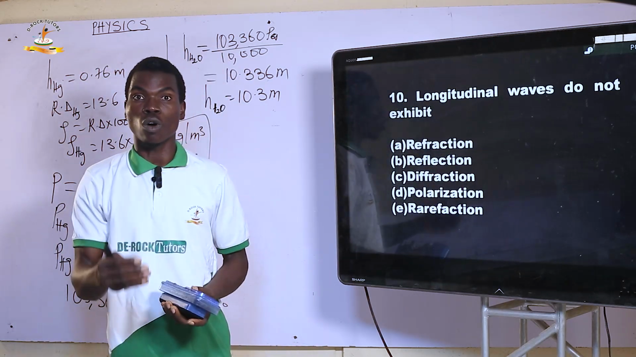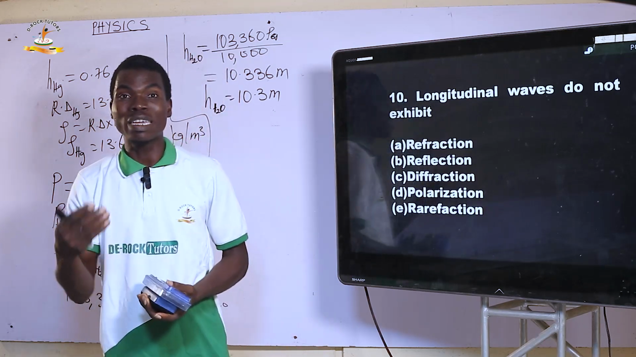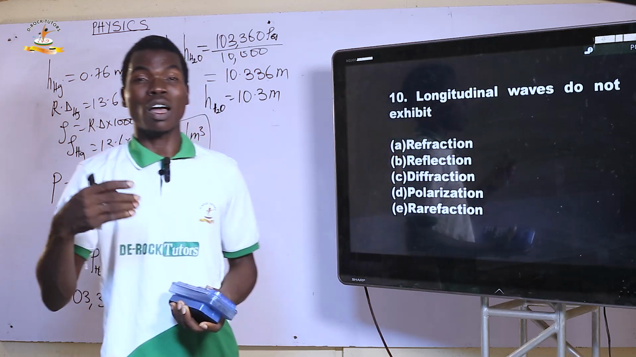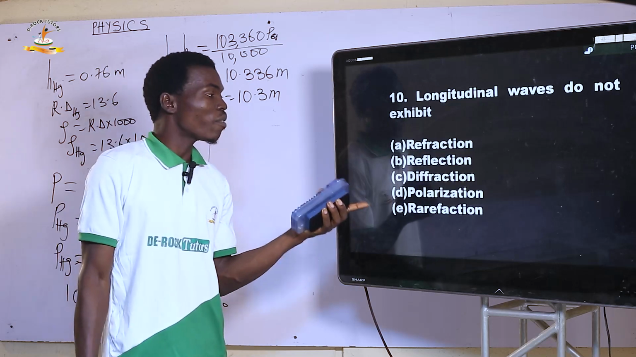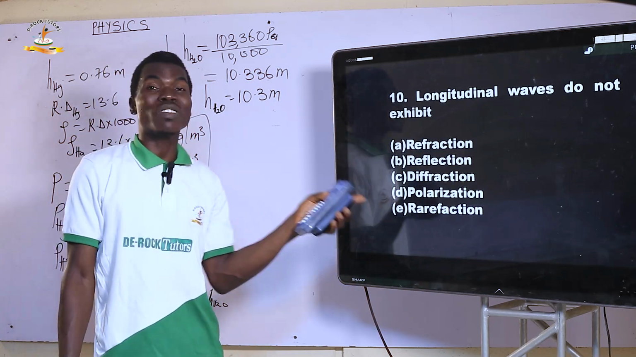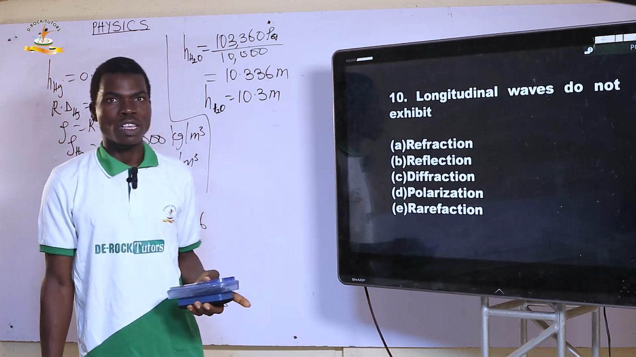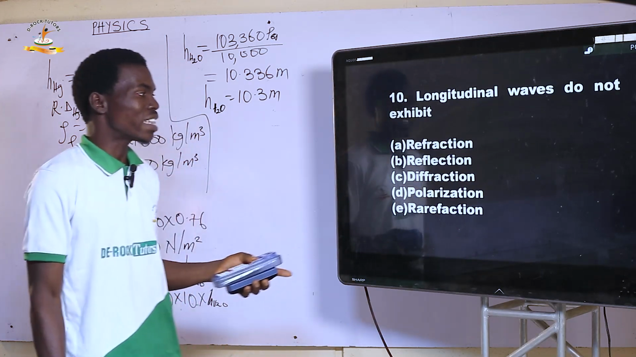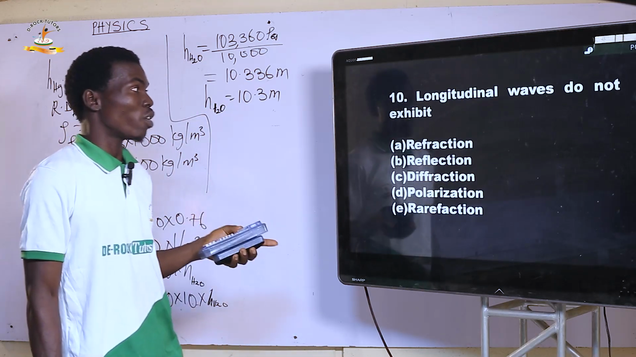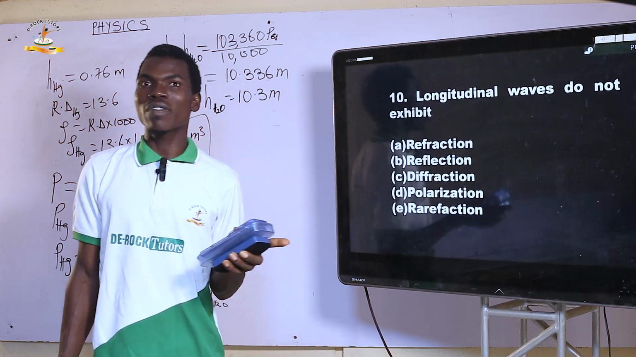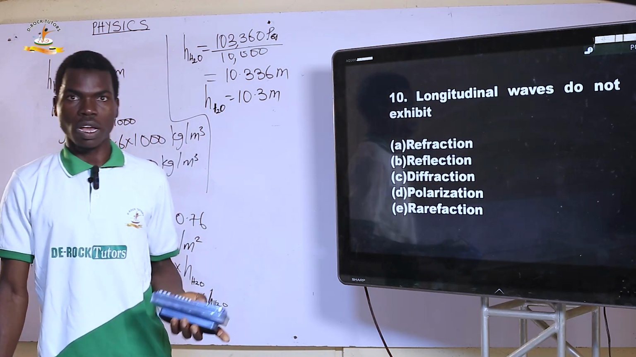The E is rarefaction. Rarefaction is a region of low pressure or low energy in the motion of a longitudinal wave. So as a matter of fact, every longitudinal wave does not exhibit polarization. So polarization is the option we are going to choose. So no longitudinal wave undergoes polarization. The only waves that go through polarization are transverse waves, such as light wave or water wave. Next question.